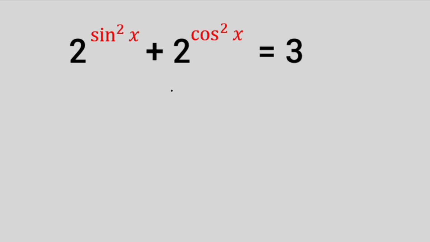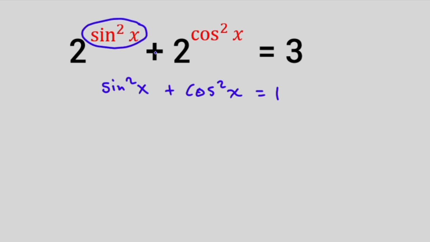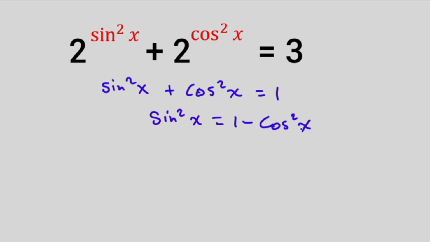Now let's get started. First of all, let's record this important trigonometric equation: sine squared x plus cos squared x is equal to 1. Now let's make sine squared x the subject, so that in place of sine squared x over here, we will replace it with the right hand side of this equation. So we're going to have sine squared x is equal to 1 minus cos squared x. So let's replace it here.